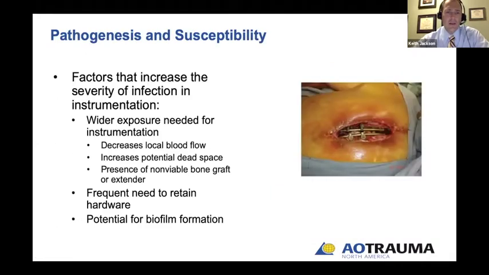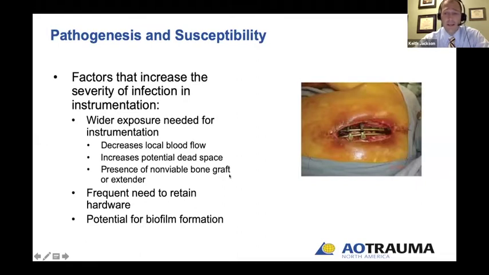Some of the things that increase the susceptibility of the patient to infection when we're performing instrumentation is the wider exposure that's needed. This decreases the local blood supply. It also increases the potential dead space. Many times we're performing fusions in these applications, and we're placing non-viable bone graft or bone graft extender, which can serve as a nidus for bacterial growth.